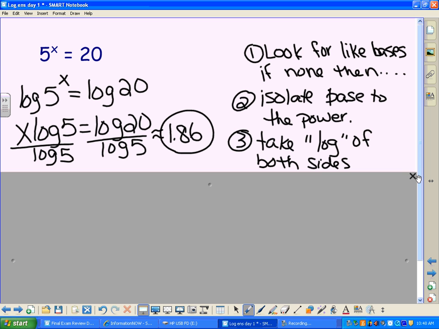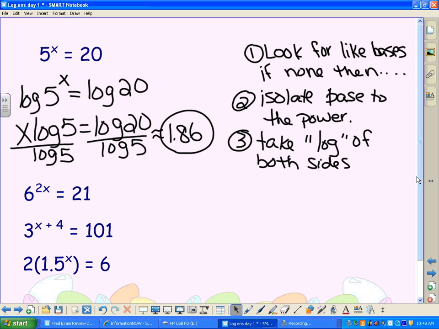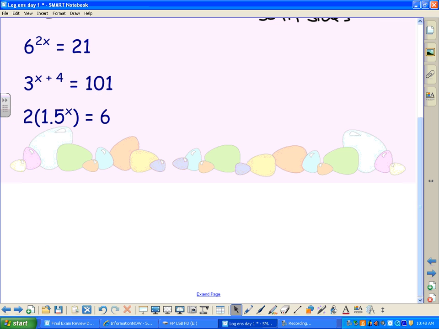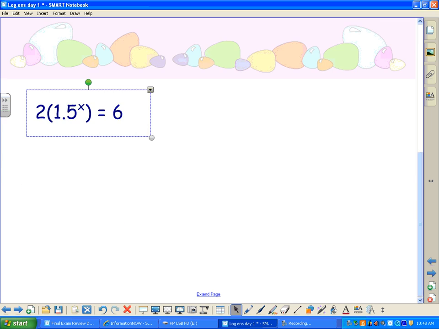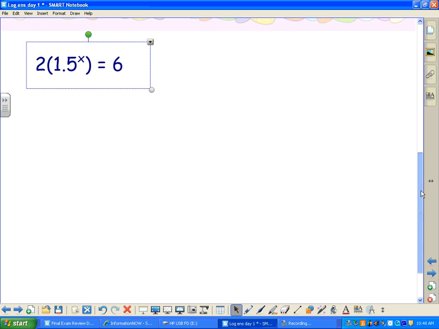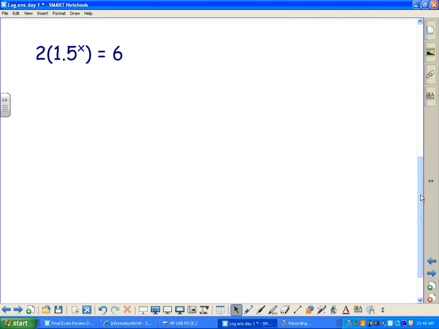I've got a few more examples, but let's look at the last one that I have down here for a minute. 2 times 1.5 to the x power equals 6. Can you get like bases? No. What should we do first? Yeah, we have to get that 1.5 to the x by itself. So divide by 2, and we get this. Now what should we be doing? Take the log of both sides, right?